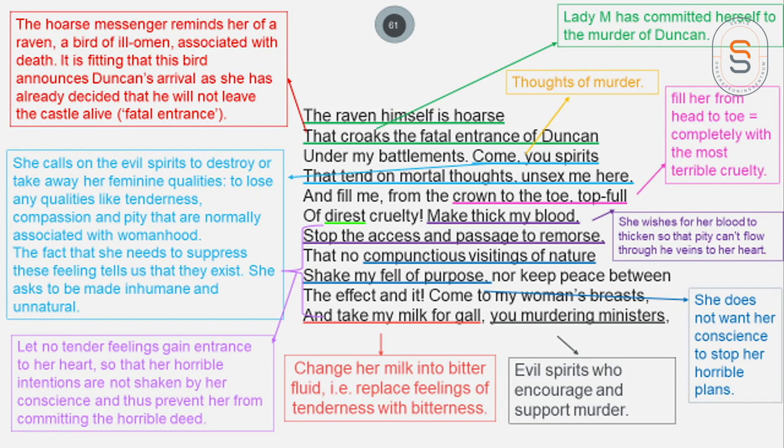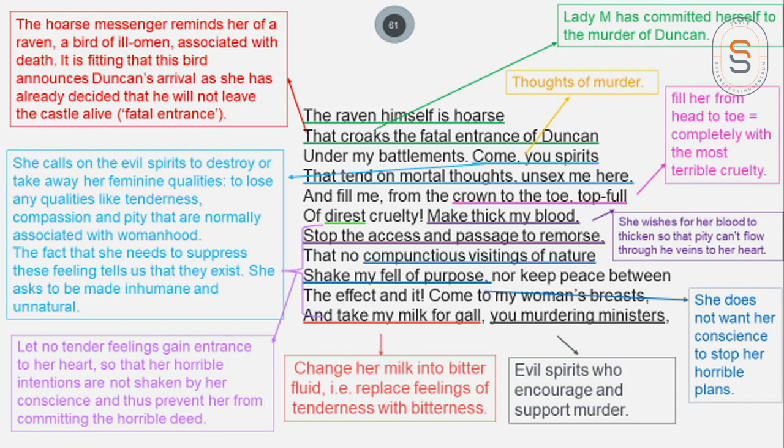And then this is the part where Lady Macbeth calls on the evil spirits, where she says, "Come you spirits that tend on mortal thoughts, unsex me here and fill me from the crown to the toe top full of direst cruelty, make thick my blood, stop the access and passage to remorse, that no compunctious visitings of nature shake my fell purpose, nor keep peace between the effect and it. Come to my woman's breast and take my milk for gall, you murdering ministers."